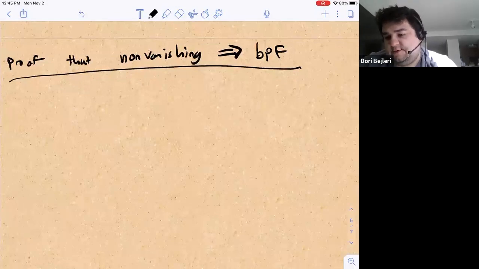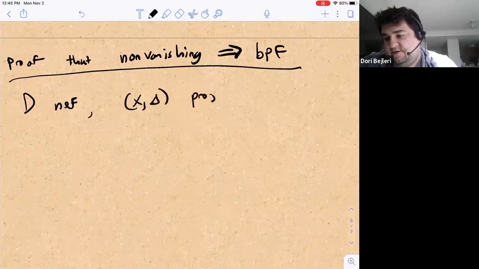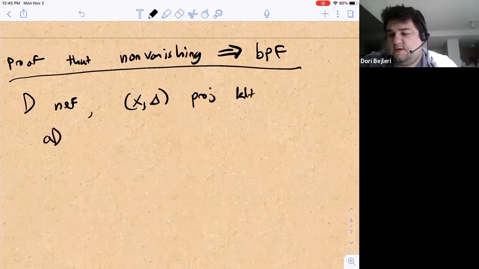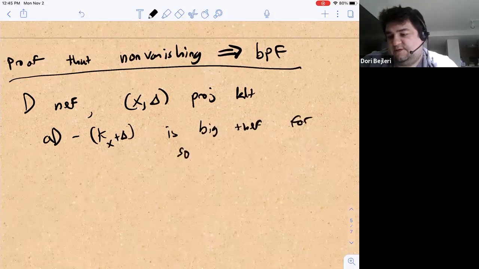Okay, so our setup again is that D is nef, (X, Δ) is a projective KLT pair, and AD − (K_X + Δ) is big enough for some A, and we're going to just fix an A in this proof. And we want to show that D is semi-ample.